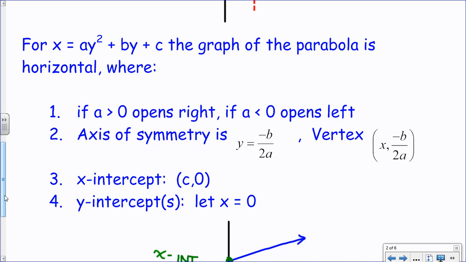So everything is just flip-flopped here. This time, if the leading coefficient is positive, it opens right, because if it's horizontal, that's the positive direction. And then if it's negative, then it opens left. It wants to open in a negative direction.